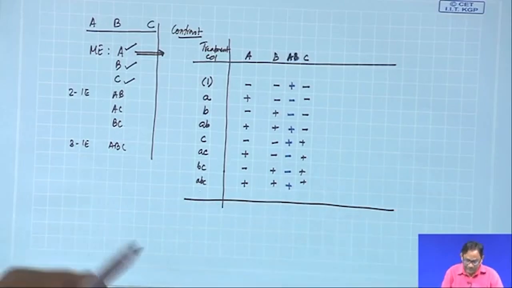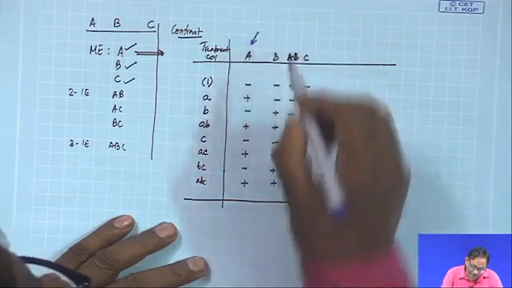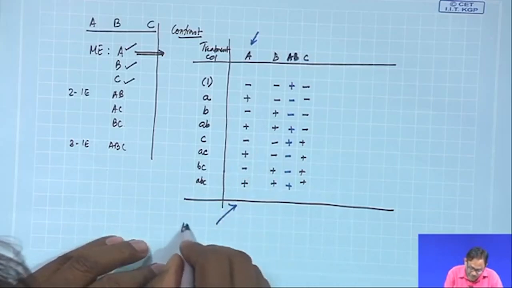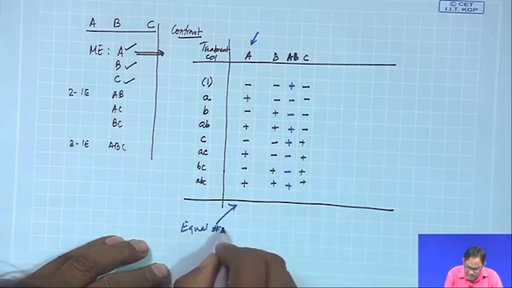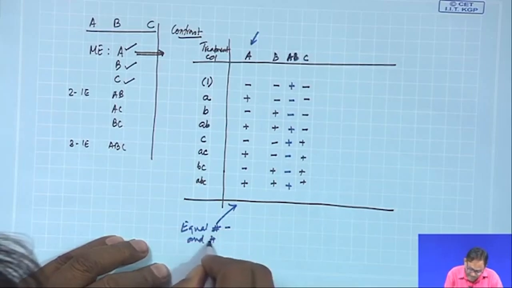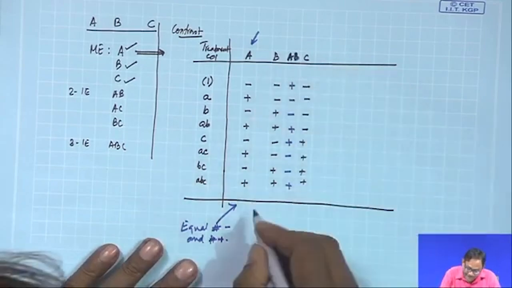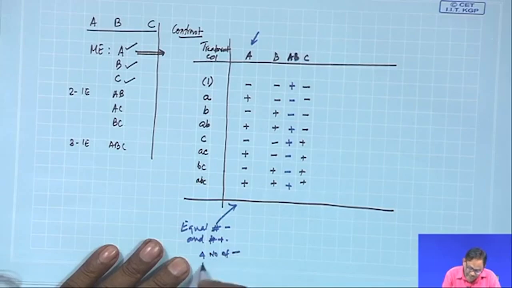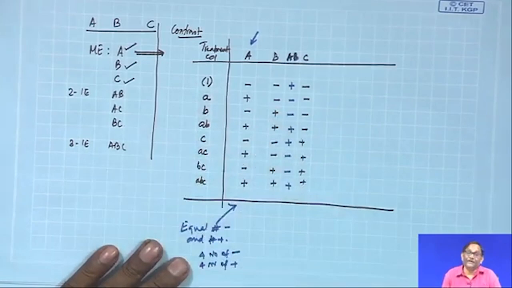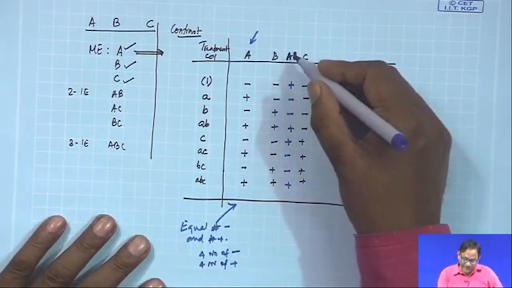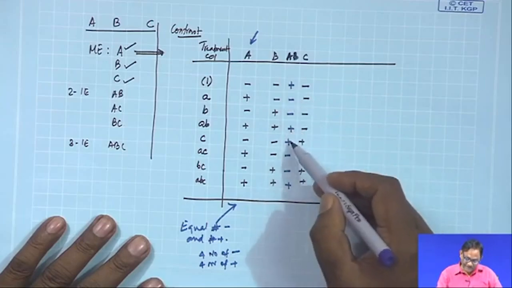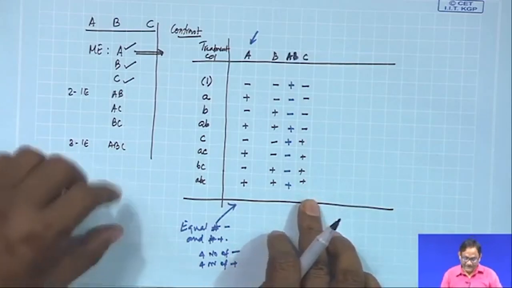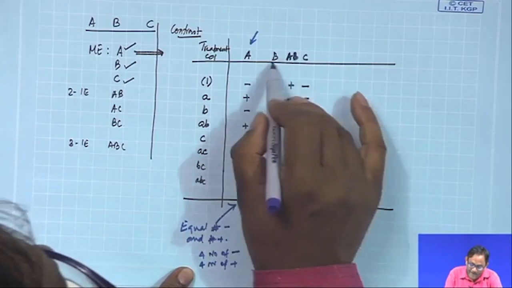If you see column A, how many minus? There are 4 minus and 4 plus, so equal numbers of minus and plus. Now go to B, the same: 4 minus and 4 plus. We have 8 runs, treatment combinations. That will happen to AB also, 4 plus and 4 minus. For C also, 4 plus and 4 minus. So, once you multiply A and B, you get the AB column.